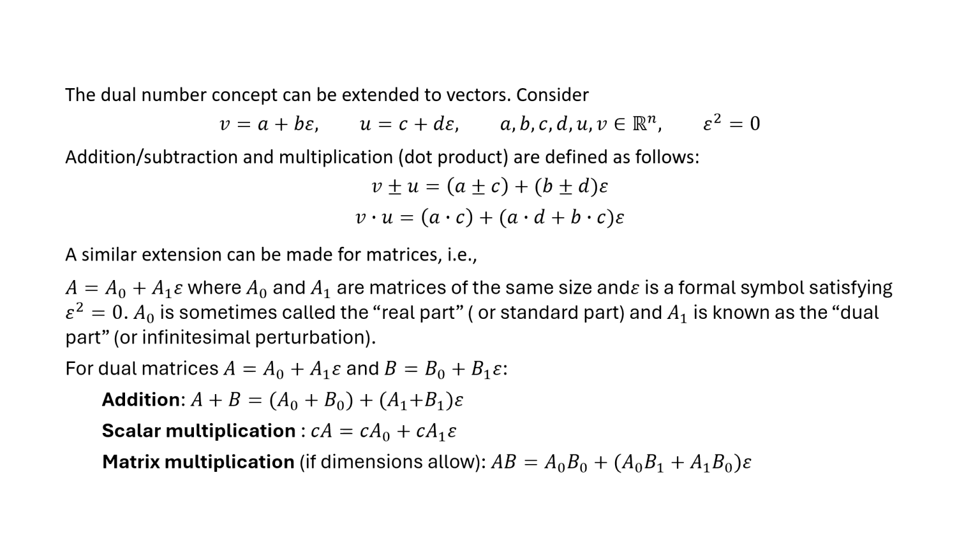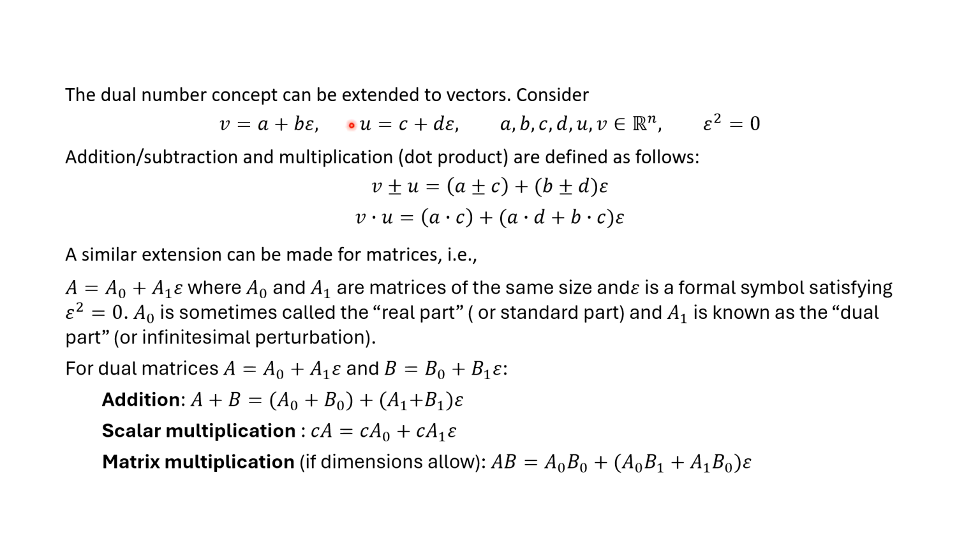The dual number concept can be extended to vectors, and we define the operations as shown here. We take a vector v, the sum of a plus b epsilon, and u, the sum of c plus d times epsilon, where a, b, c, d, u, v are all vectors in Rn, and epsilon squared is 0 as before. It's not a vector, it's just this abstract entity whose square equals 0, and we attach it now to vectors.